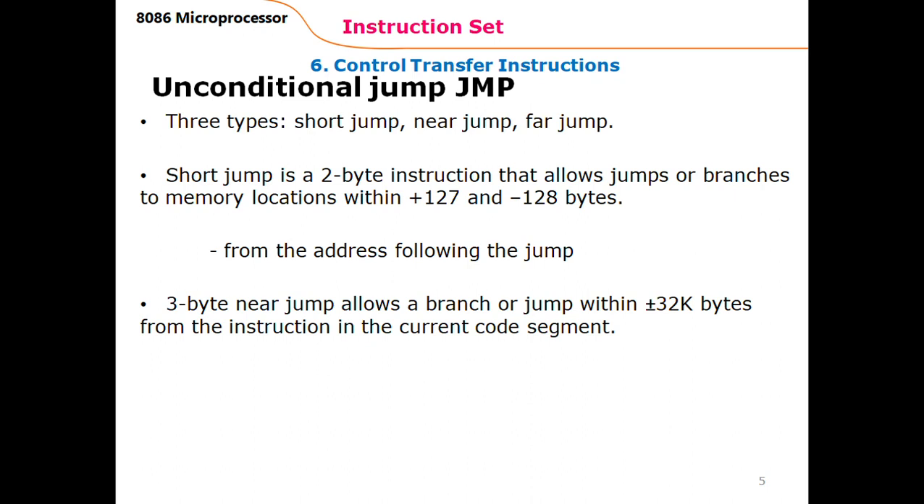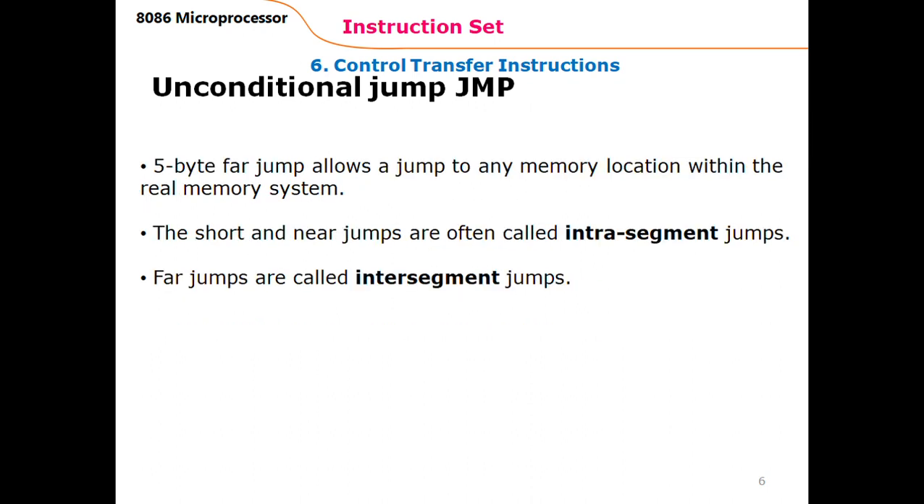This jump will cover the entire code segment, because the code segment in the 8086 when operated in real mode, or in later microprocessors when operated in real mode, is 64 kilobytes. So this plus or minus 32 kilo jump is sufficient to cover the entire code segment. And then there is a 5-byte far jump. This jump allows a jump to any memory location within the real memory system.